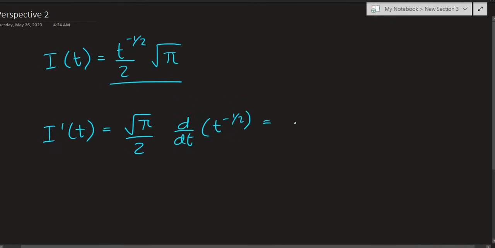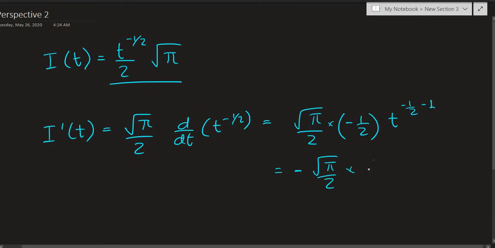So we can just use the power rule of differentiation. So square root of pi by 2 times we can bring the power down, negative half, times t to the negative half, and we subtract 1 from the power. So we finally end up with negative square root of pi by 2 times 1 over 2 times t to the negative 3 by 2 power.